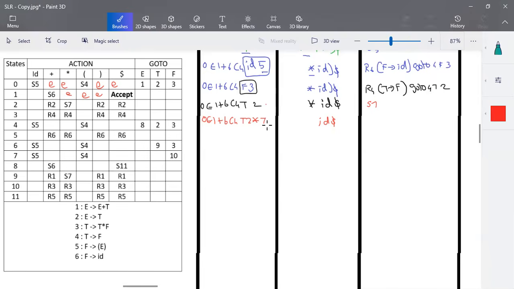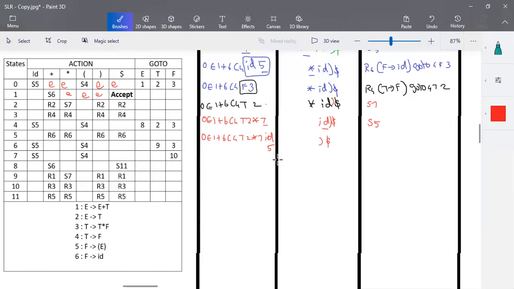It is done. Now what is there in 7 comma ID? 7 comma ID consists of S5. So it is S5, one more shift operation to be performed. 0, E, 1, plus, 6, open bracket, 4, T, 2, star, 7 remain, and this token ID will be removed from the input and pushed into the stack, followed by state 5. The remaining input will be close bracket and dollar.